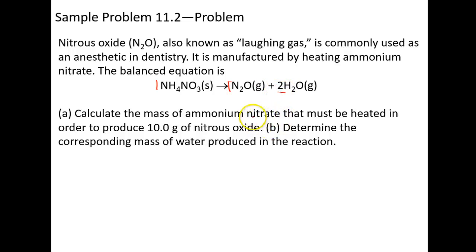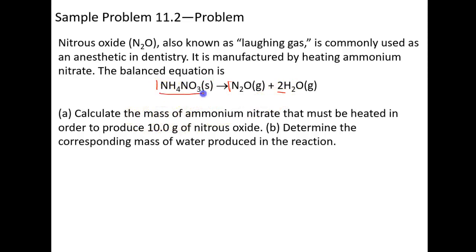Now this is kind of an easy one because everything is a 1-to-1 to 2 ratio. This equation is already balanced for you. Sometimes the equations are not balanced, so you have to make sure that you balance the equation before you do it. Okay, so here's the equation. Nitrous oxide, also known as laughing gas, is commonly used as an anesthetic in dentistry. It is manufactured by heating ammonium nitrate. Here's the balanced equation.